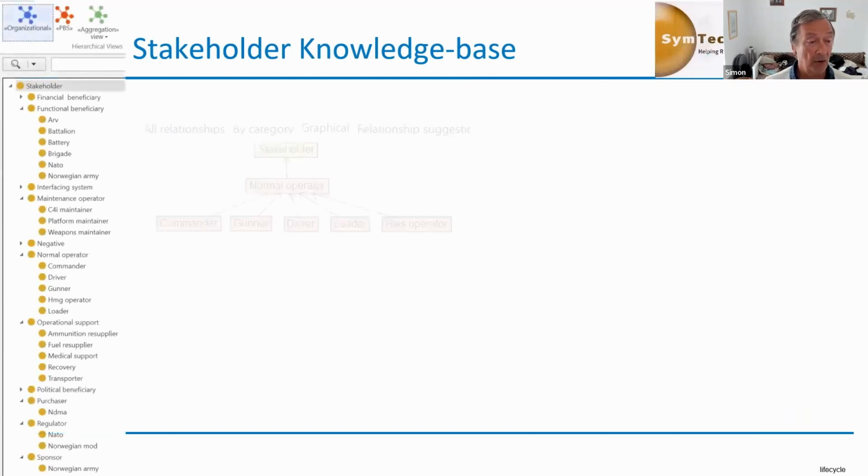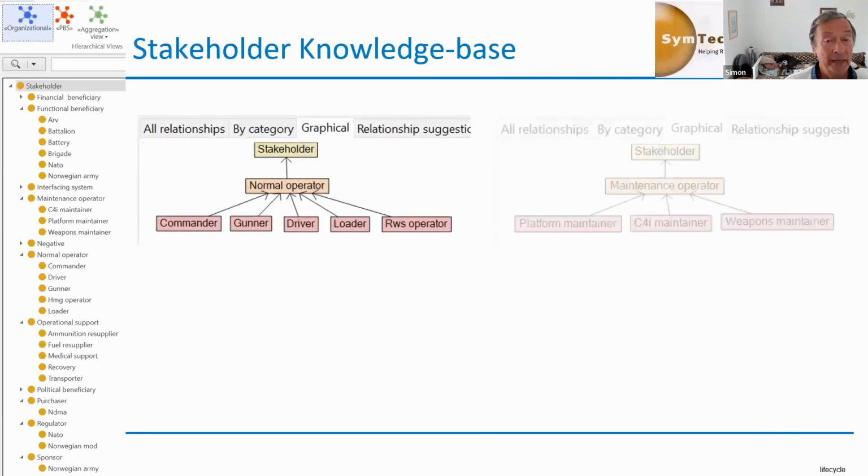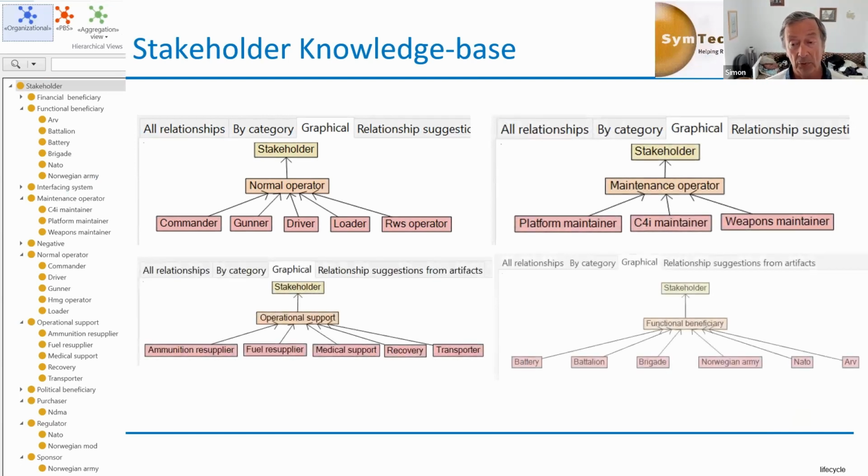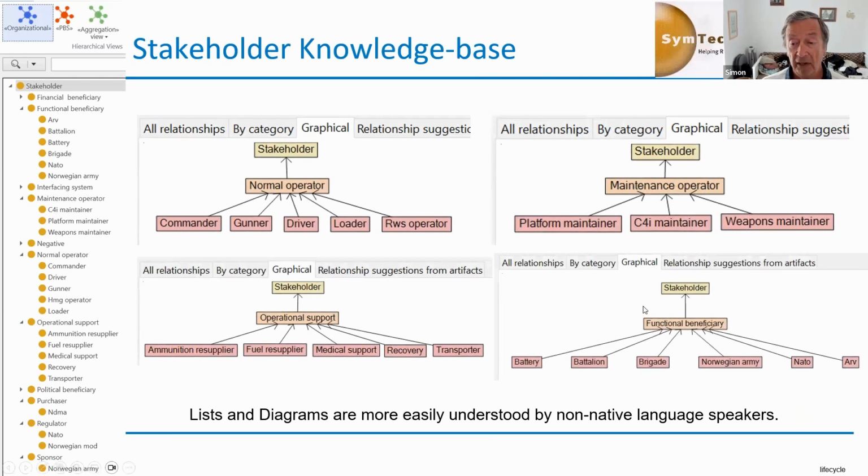You could get a list of all the stakeholders, or we could have a diagram for all the stakeholders. And this is really important because let's take, for example, functional beneficiary. For non-English speakers, it may be very unclear what a functional beneficiary is, but it's very clear in the diagram that it's people in the battery, in the battalion, in the brigade, in the army, NATO, etc. So it's very important that lists and diagrams are more easily understood by non-native language speakers.